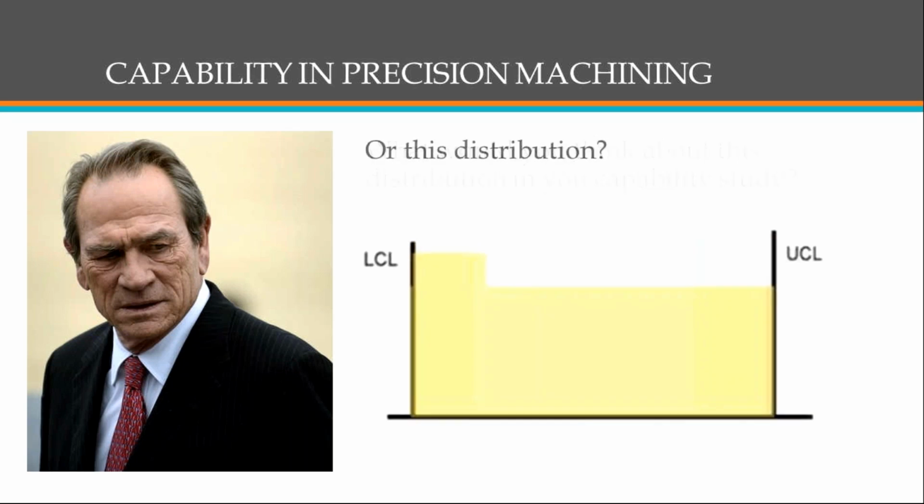How about if you saw this? Well, this distribution, people might say, well, it's skewed. So clearly, again, there's a problem. This is not capable, nor is it in control.